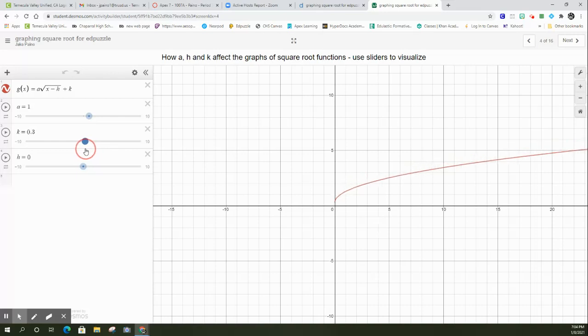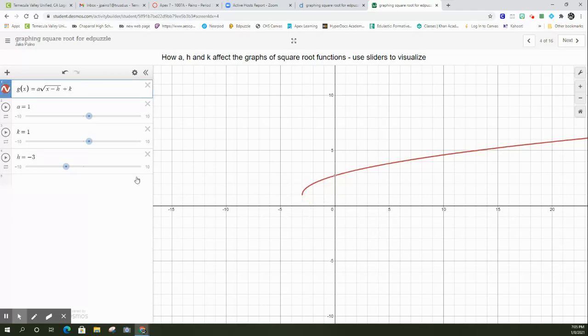Okay, h is going to move it left and right. Right, as h gets bigger, the graph moves to the right. So h is 5. Okay, now the critical point is 5, 0. All right, if I make h negative, let's make it negative 3. Now the critical point is negative 3, 0. So the critical point is always going to be h, k, right? Let me make k 1. And so we can see that the critical point should be negative 3, 1. Double check the graph. Negative 3, 1 is the critical point.